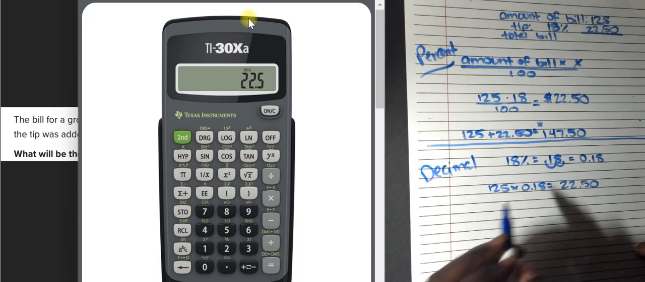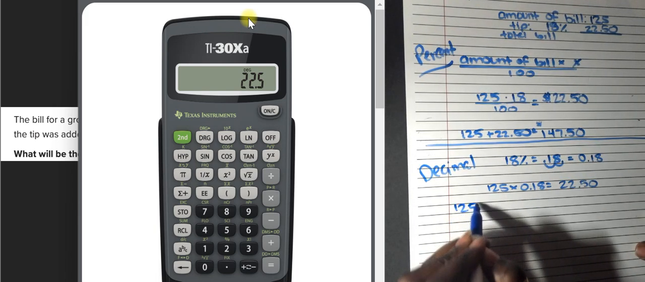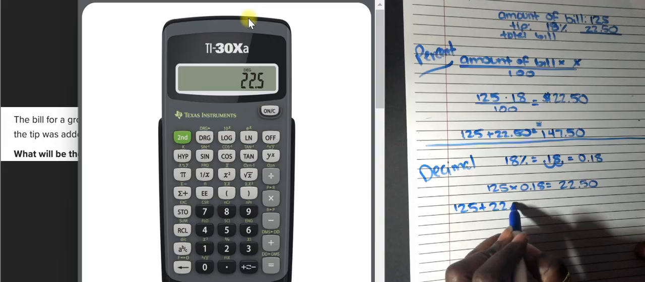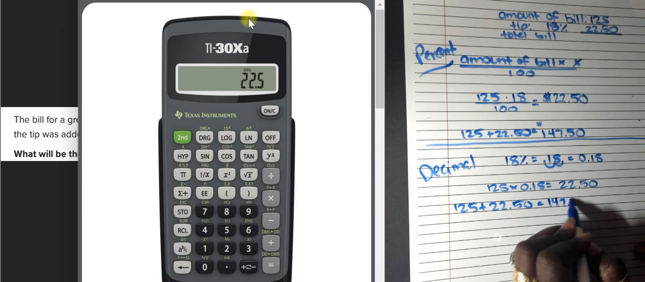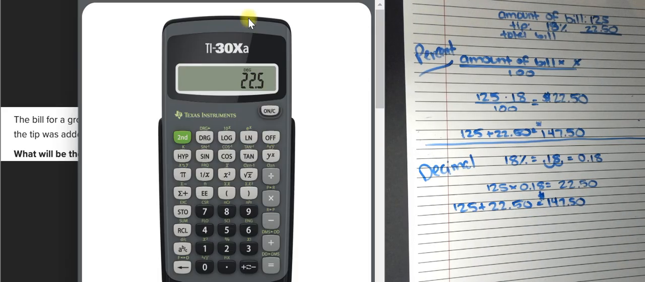All right. So now we just add 125 plus the 22.50, which is the same thing we had before. And so we come out with $147.50. That is the total amount of the bill.